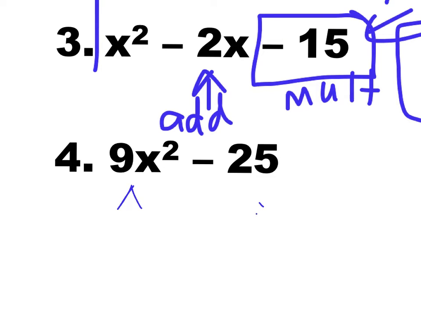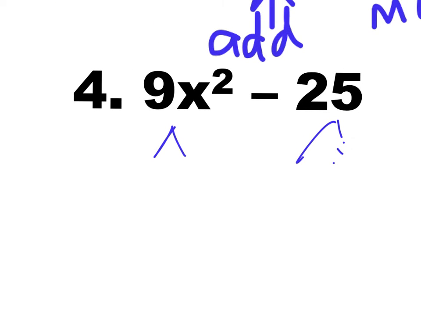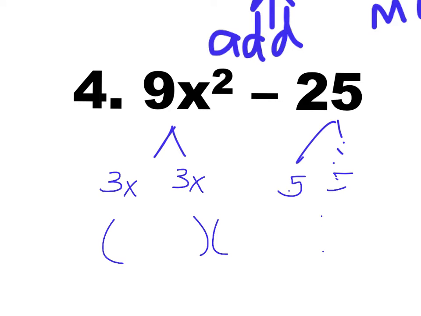Perfect. They're both perfect squares, aren't they? What times what gives me 9x squared? 3x and? Good. What times what will give me 25? 5 and 5. This is our difference of perfect squares. What does the word difference mean? Subtraction. So all you have to understand here, this is the difference of perfect squares.